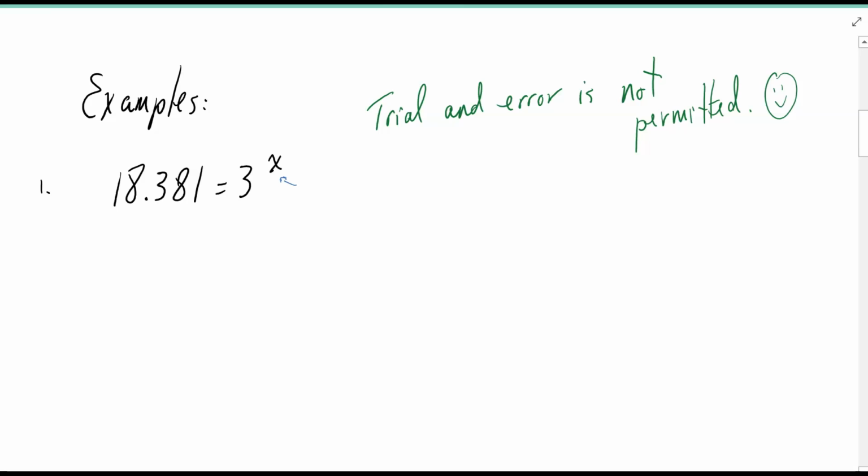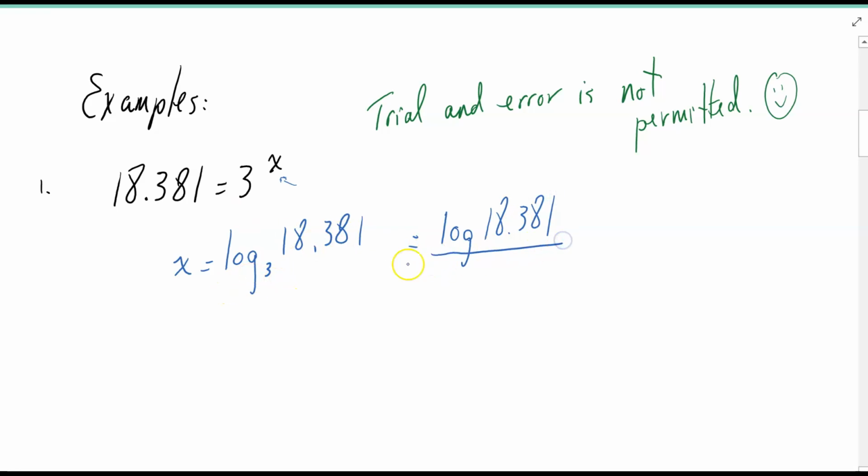So last week you learned about changing to logarithmic form. So let's do that. x is equal to log base 3 of 18.381. Now in the previous video, you looked at solving this type of a logarithm by writing the log of the argument, log of 18.381, and dividing by the log of the base.